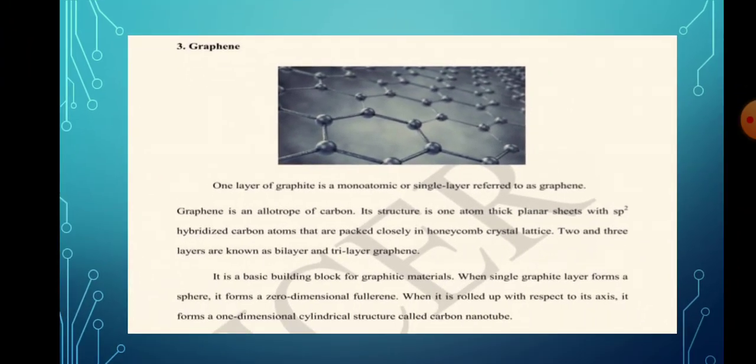Graphene is an allotrope of carbon, whose structure is a thick planar sheet, sp2. Structure is like sp2. You have to see it in the block elements, closely packed in a honeycomb crystal lattice. Two layers means bilayer, three layers means trilayer. In the basic building blocks of graphite materials, when a single graphite layer forms, the sphere is a zero-dimensional fullerene, and that must be rolled with respect to the axis.